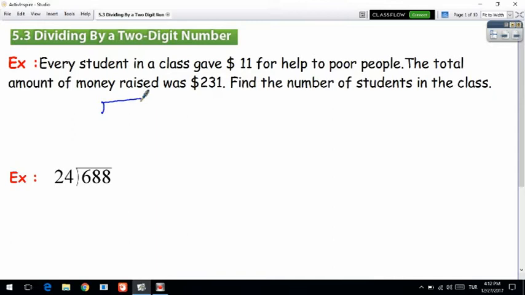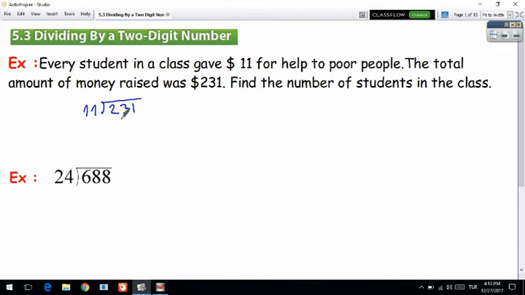You know this symbol means long division, right? First we write the number that is the dividend, the amount you want to share. How much money do you have in total to share? Yes, 231. How much money does each student give? 11, right? So now we are ready to divide any number by a two-digit divisor.